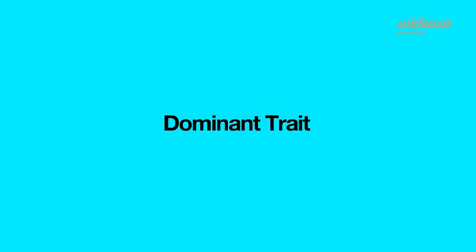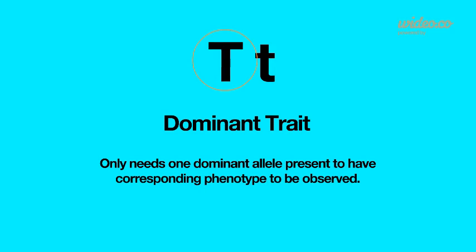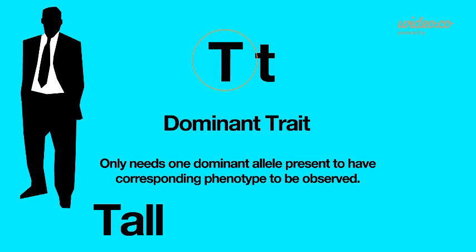The next word is dominant trait. A dominant trait is one that only needs one allele present for its corresponding phenotype to be observed. A dominant trait is represented by a capital letter in the genotype. With our example of height, tall is our dominant trait represented by a capital T. The letter used to represent a gene is typically the first letter of the dominant trait.